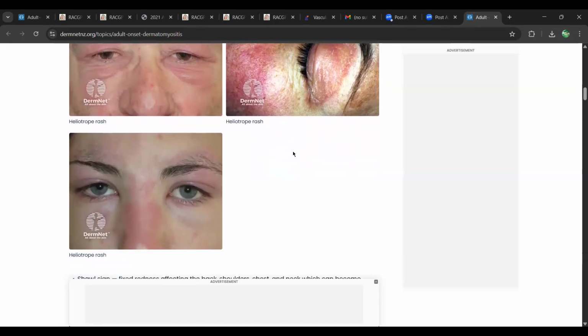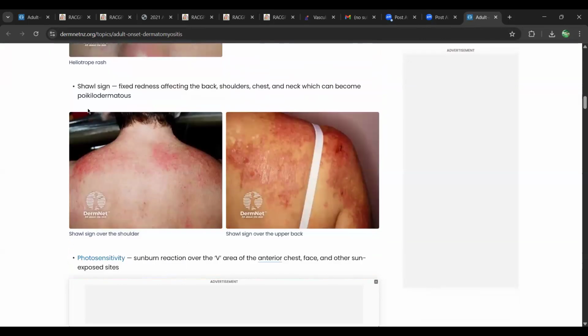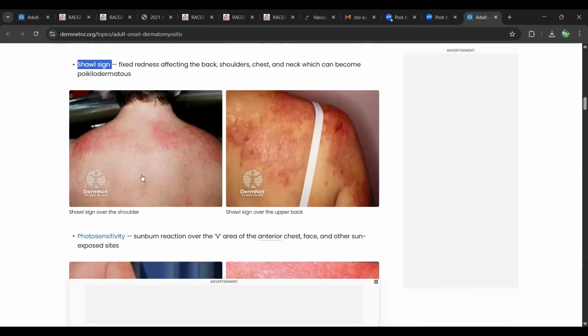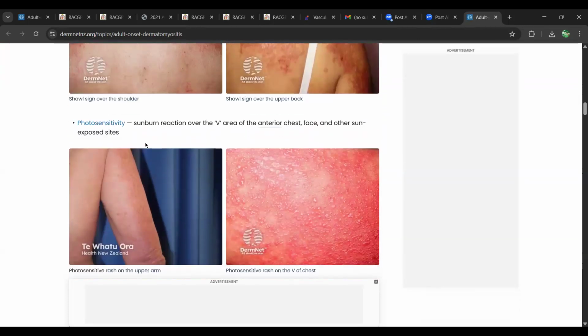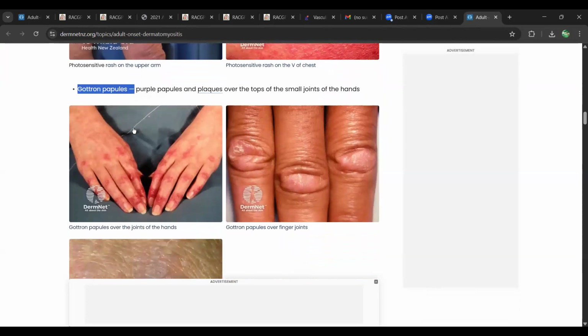So not polymyositis. This is a heliotrope rash, the kind of rash that occurs around the eyelids, right? Then the shawl sign, again around the shoulders, chest, and back, like around the neck, right? Then they have the photosensitivity rash or the sunburn, and these are known as Gottron papules. This is one of the features of dermatomyositis. These are purplish plaques and papules on the small joints of the hands, right? So on the dorsum of the hand, where the joints are, you get this kind of plaquey appearance, right?